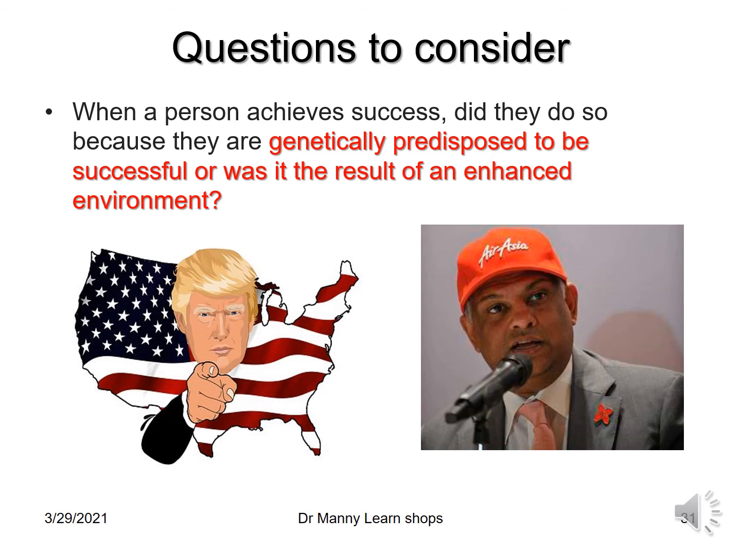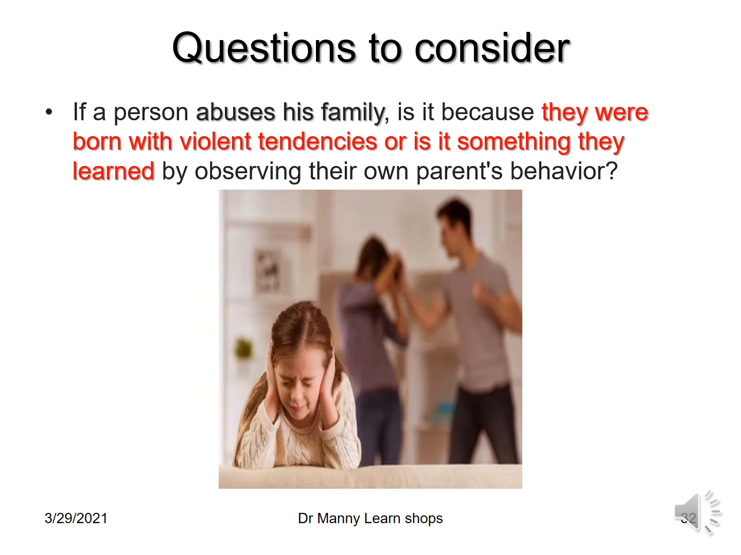Questions to consider again. When a person achieves success, did they do so because they are genetically predisposed to be successful? Or was it the result of hard work or the environment that they were exposed to? Consider as well, if a person abuses his family, is it because they were born genetically with violent tendencies, or is it something that they learned by observing their own parents' behaviour?